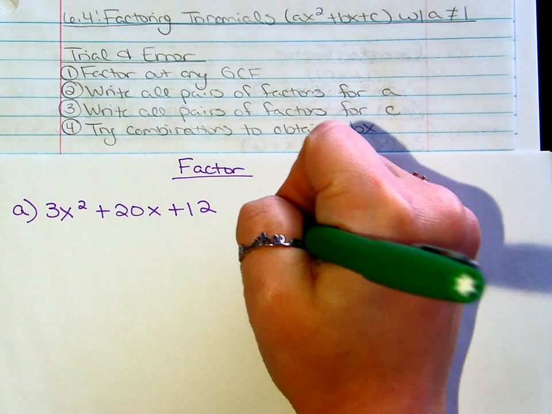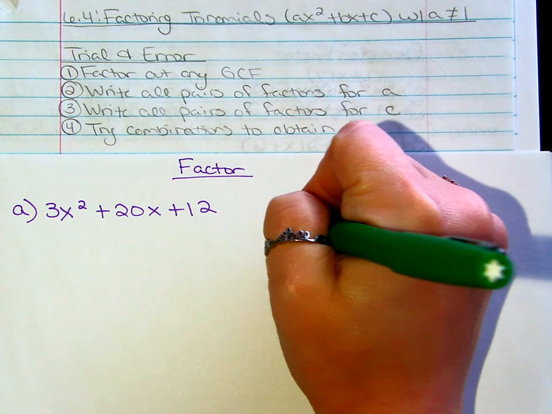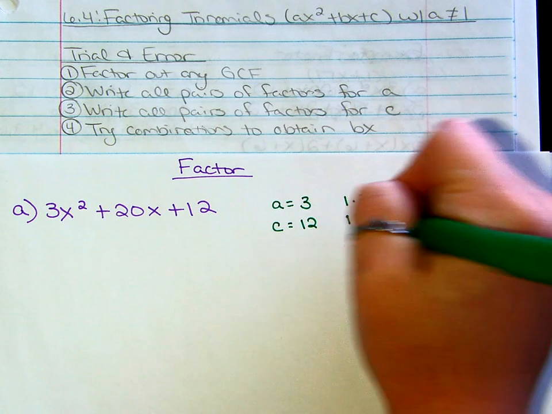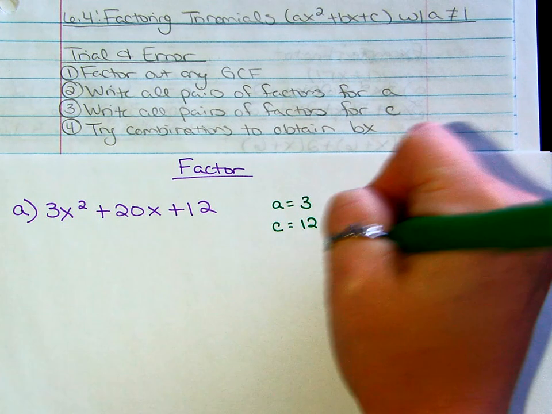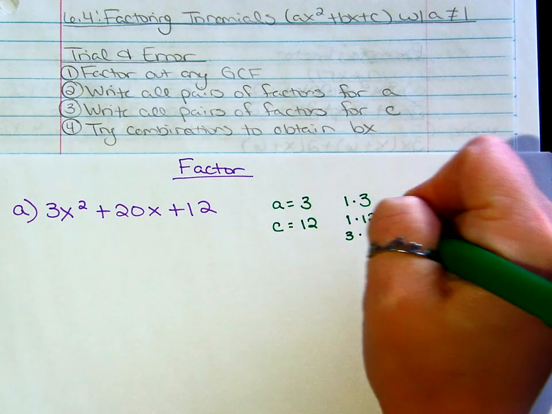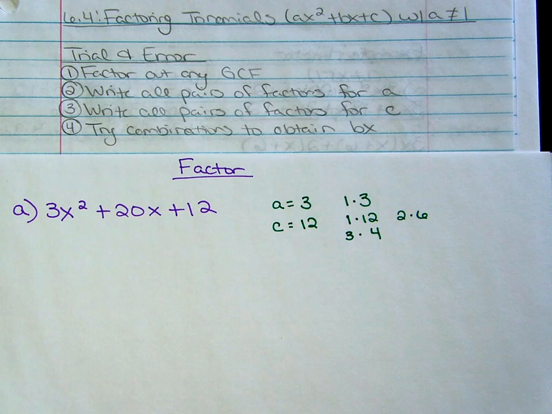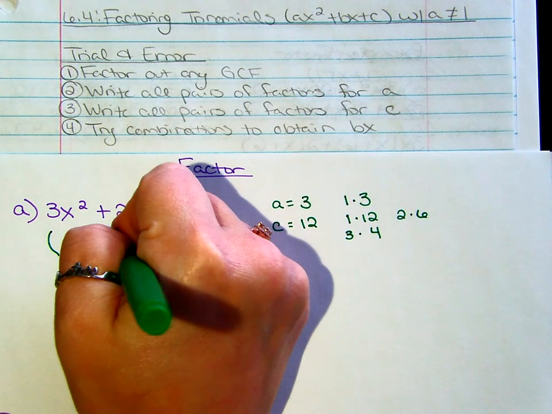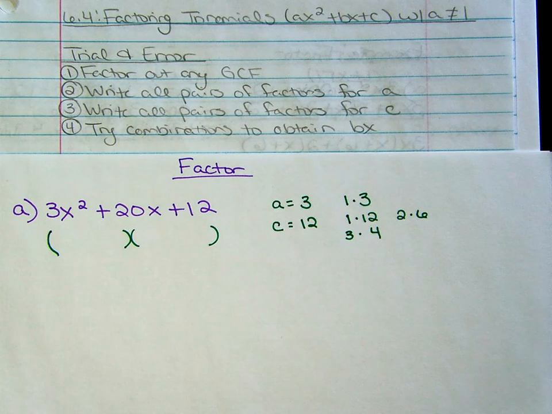And then I'm going to write out all of the factors of C. C is 12, so I have 1 times 12, 2 times 6, and 3 times 4. So those are kind of just notes for me over on the side. Now over here, I know I'm going to be factoring these into two binomials just like this.